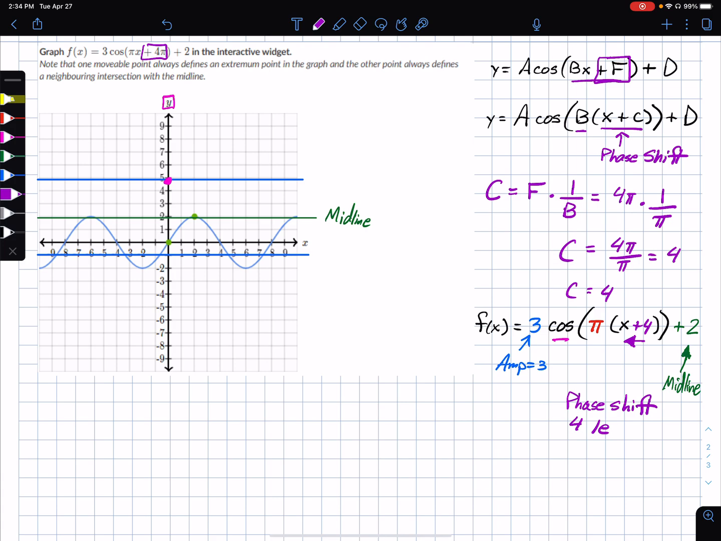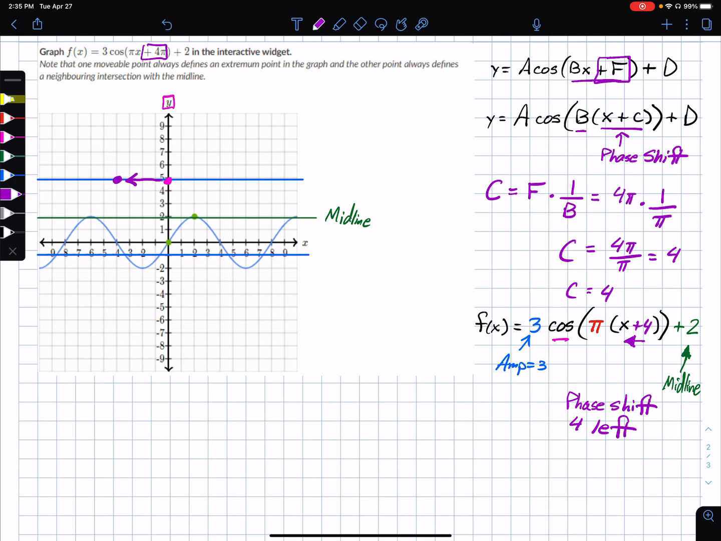So I'm going to say phase shift 4 left. That means I'm going to take that pink point I just placed on the y-axis and draw it over here. And I'm going to make that purple. So that point was phase shifted left 4. Remember, when we add on the inside layer, we shift left. When we subtract, we shift right.